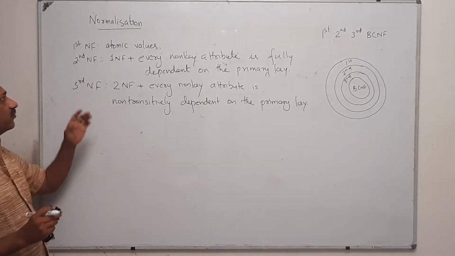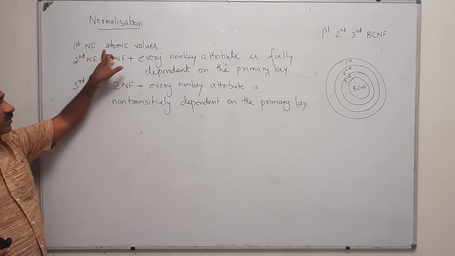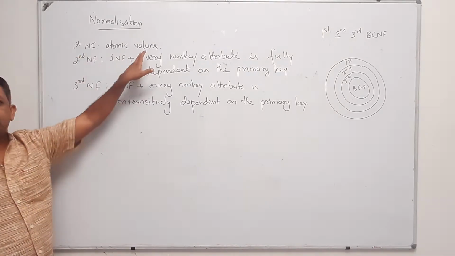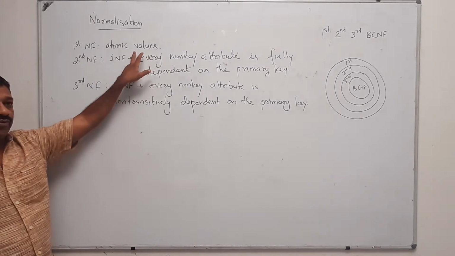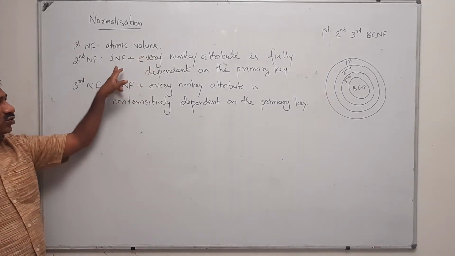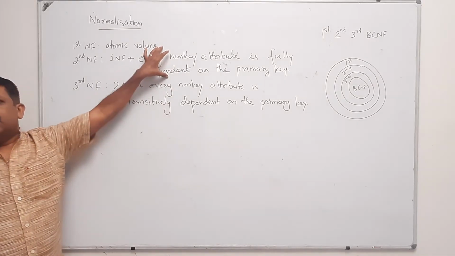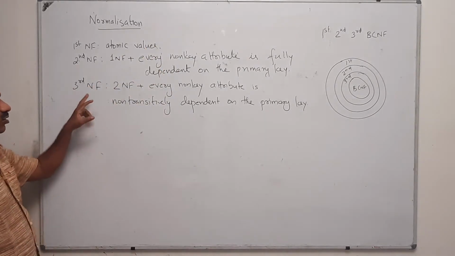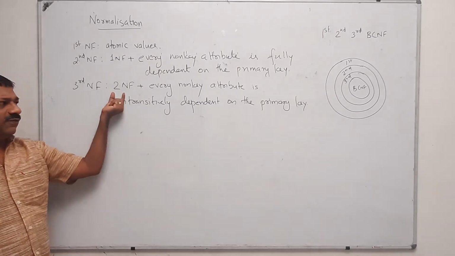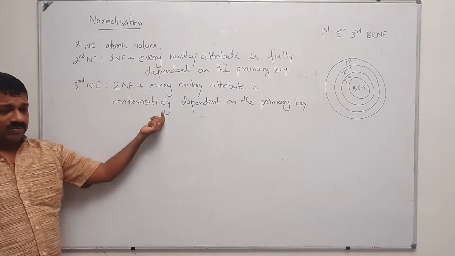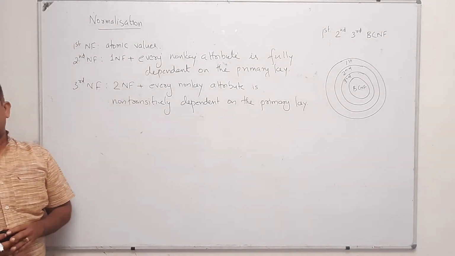If a table has to be in first normal form, every attribute value should be atomic. Second normal form is first normal form plus you have to avoid partial dependency. Third normal form should be in second normal form, and you have to avoid or eliminate transitive dependencies.